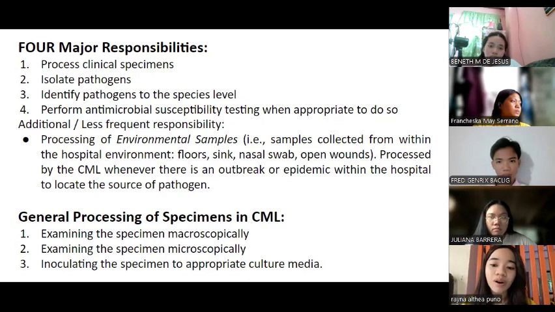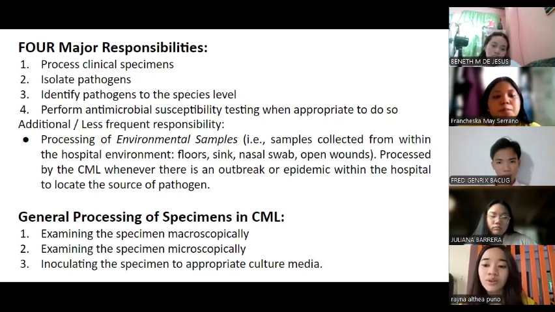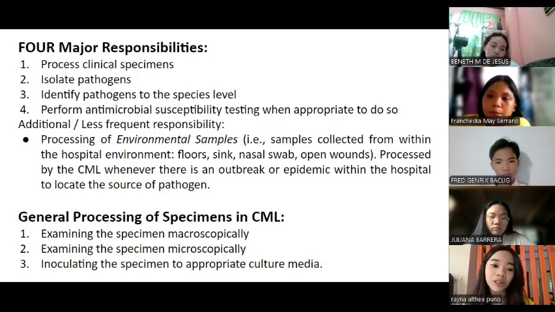And lastly, performing antimicrobial susceptibility testing. So, yung information na ito nakakatulong sa mga clinicians na mapili yung most effective treatment options for patients.